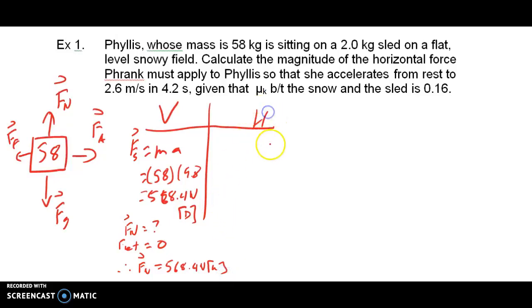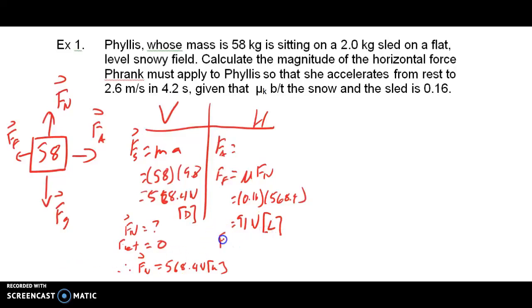Now in the horizontal, we've got two forces. We know we've got a force applied, and we've got a force friction. Now we know the force friction is equal to mu times force normal. The mu in this case is going to be 0.16, and we just figured out that our force normal is going to be 568.4, which makes the answer to this question 91 newtons. Now since we have the applied force going to the right, therefore force friction has to be going to the left.